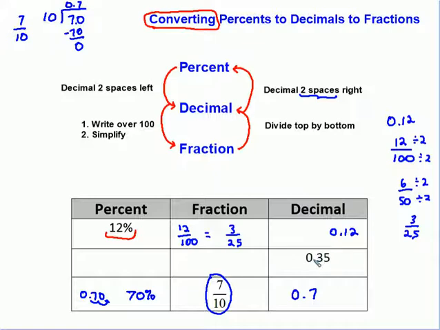So we'll take this decimal 0.35, and we'll write it as a fraction. We'll simply write it over 100, 35 over 100. And that can be simplified by dividing by 5. We divide the top by 5, and we get 7, and the bottom by 5, and what do we get? We get 20. 7 over 20 is our fraction. And then we need to convert that decimal to a percent. To convert a decimal to a percent, we simply move the decimal 2 spaces to the right, and that will give us 35%. And that's all there is to it. Be sure you get this diagram down before you're done.